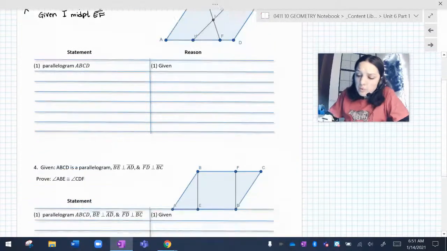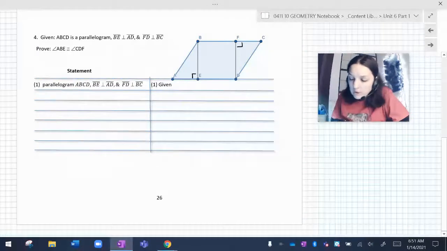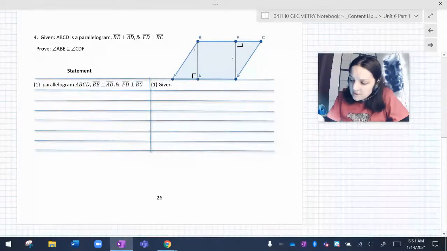Okay, so we are going to move on to number 4, and then that'll be the last lesson for this video, this last proof. All right, so number 4, given ABCD is a parallelogram. Cool. BE is perpendicular to AD. Okay, so that would make that a right angle. And FD is perpendicular to BC. Okay, that would make that a right angle. Prove that angle ABE, this thing, is congruent to that little thing.